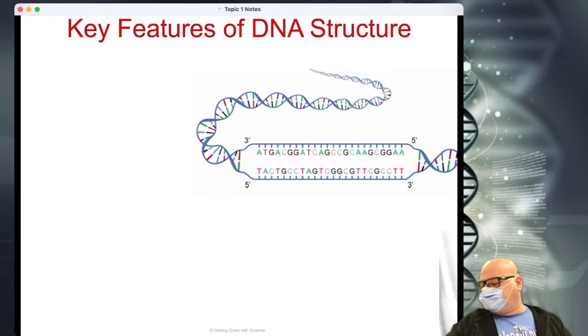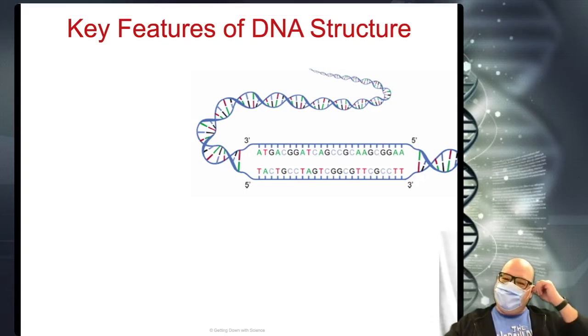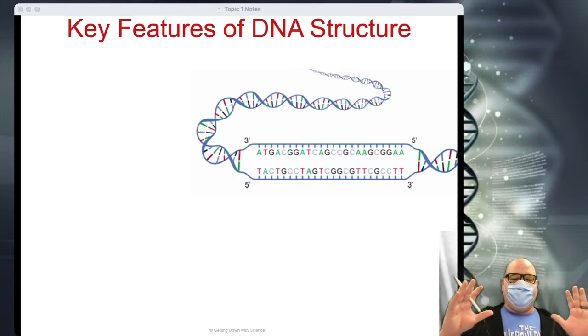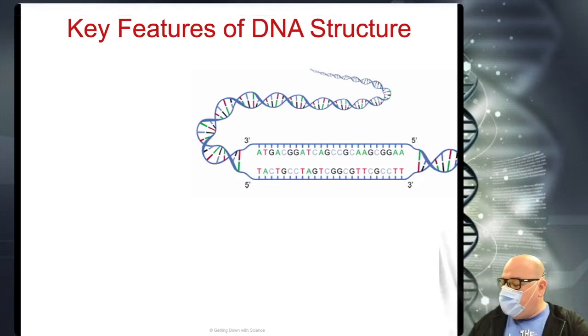All right. Let's look at some of the key features of the DNA structure. You're going to see these numbers 5 and 3 come up over and over and over again. And a lot of people get lost right here, okay? When we take carbon rings, I'm going to draw a terrible one here. We number them, okay?